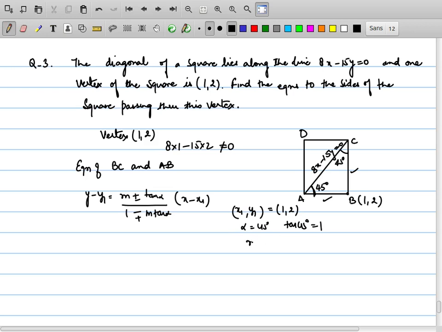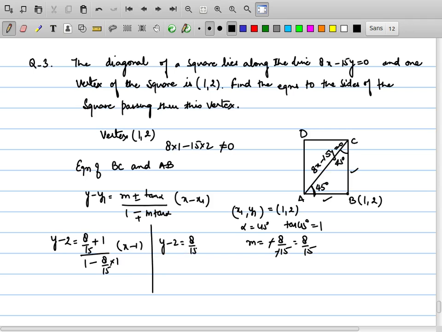And what is the slope of the given line? Minus coefficient of x upon coefficient of y. Therefore, it is 8 by 15. So, we'll plug in the values: y minus y1. What is m? m is 8 by 15. We'll take plus sign, 1, in the numerator, and minus in the denominator, 8 by 15 into 1, times x minus 1. This is the first equation. And then y minus 2, 8 by 15, we'll take minus sign in the numerator and plus sign in the denominator to get the other equation, x minus 1.